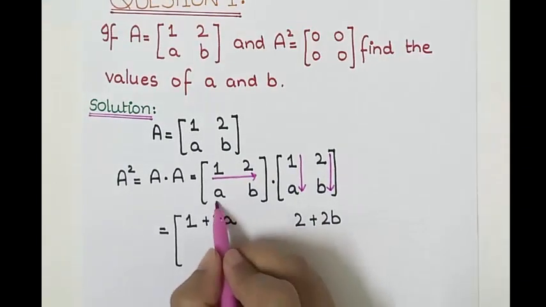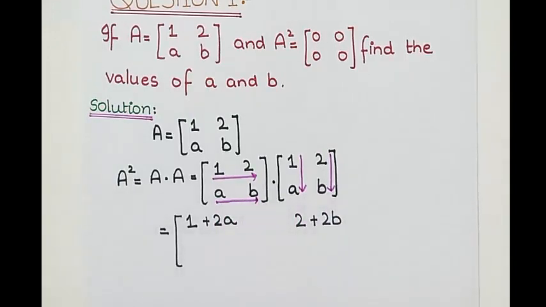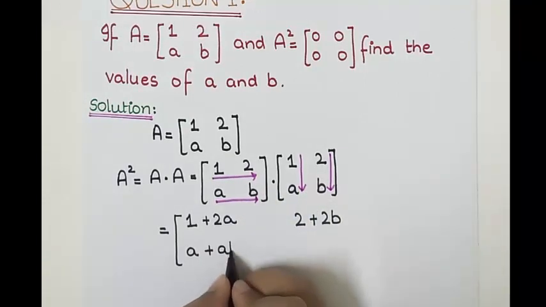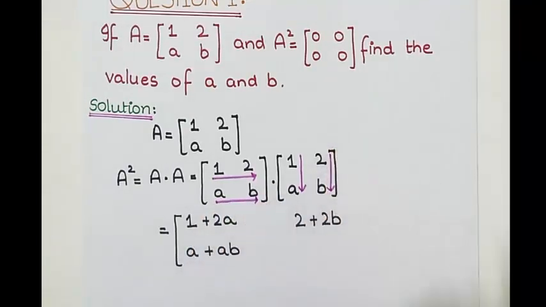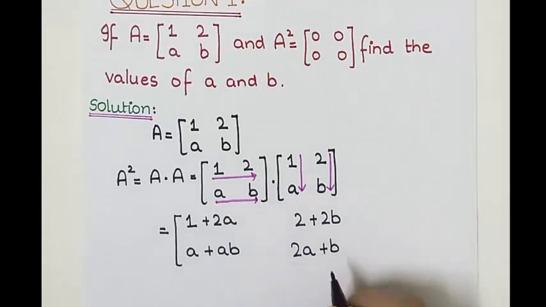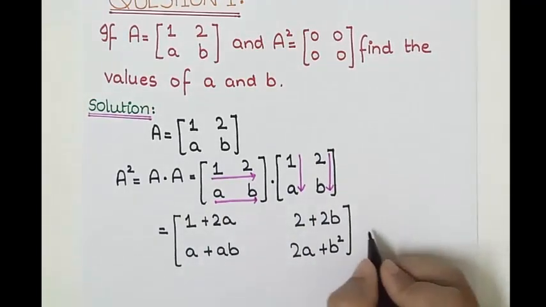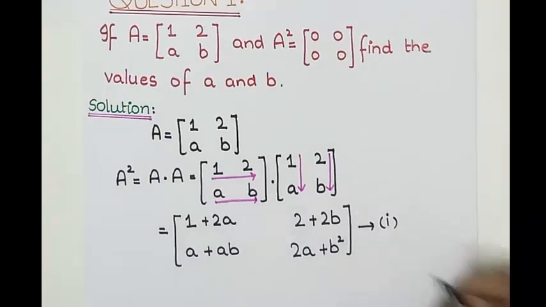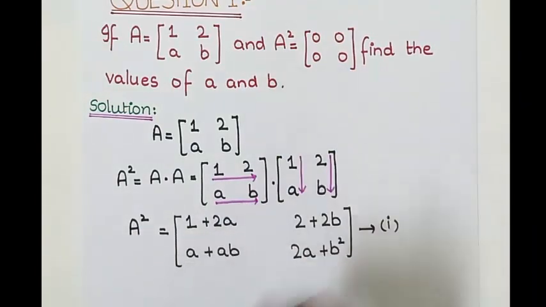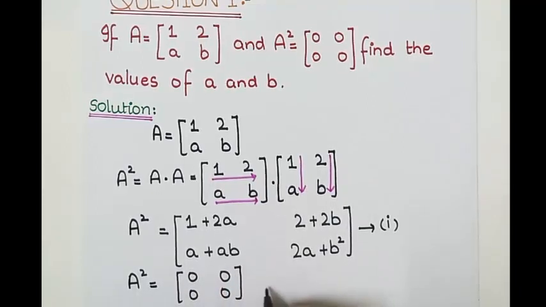Now we will multiply second row with the first column and we have A plus AB. Now multiplying same row with the second column and we have 2A plus B square. Let me label this matrix as 1 and this is equal to A square. Another A square we have is a null matrix 0, 0, 0 and 0. Let me label this matrix as 2.